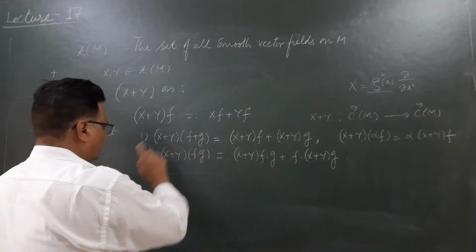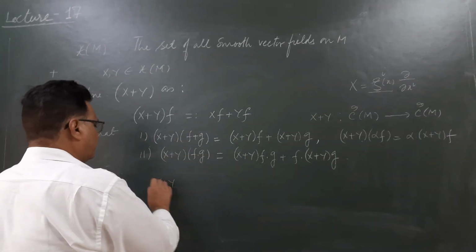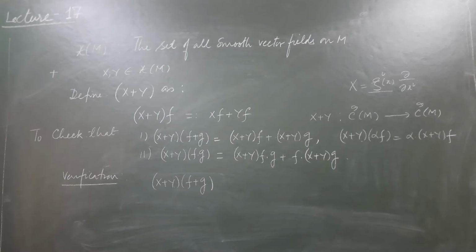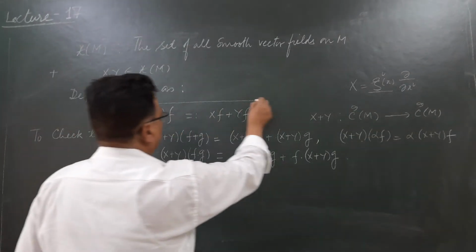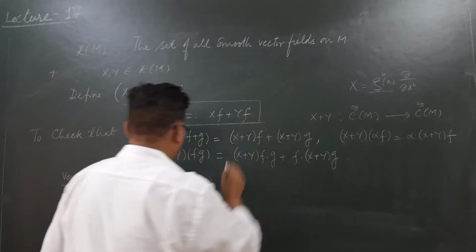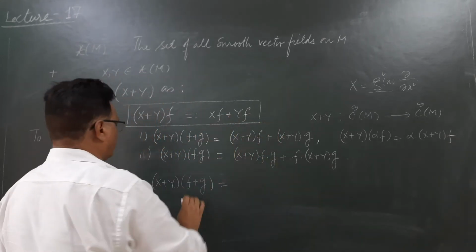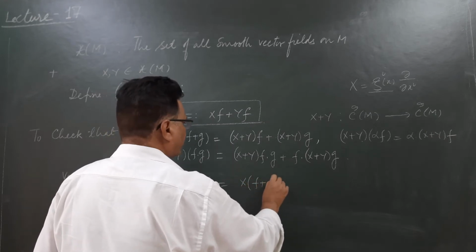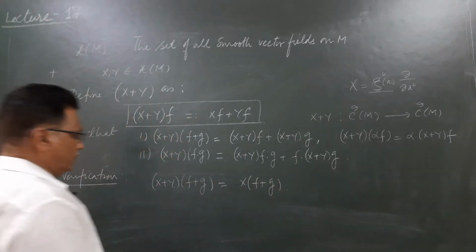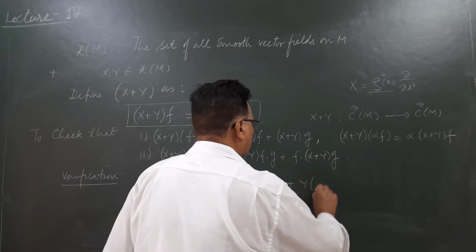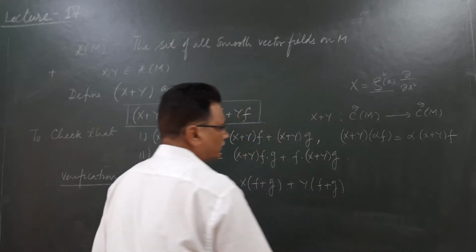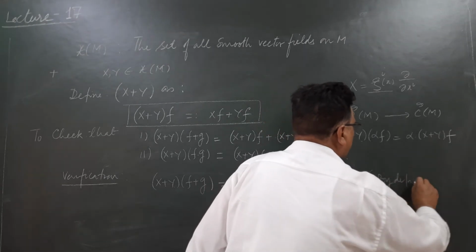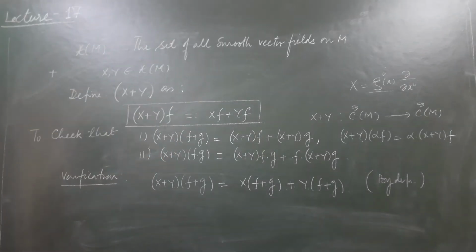Let me check the first one, x plus y operating on the sum of two functions f plus g. So by the definition, this is the definition of the sum that we have proposed. So according to the definition, what should happen? X operating on f plus g plus y operating on f plus g. So now you must mention by definition. Which definition? The definition of addition in the box.